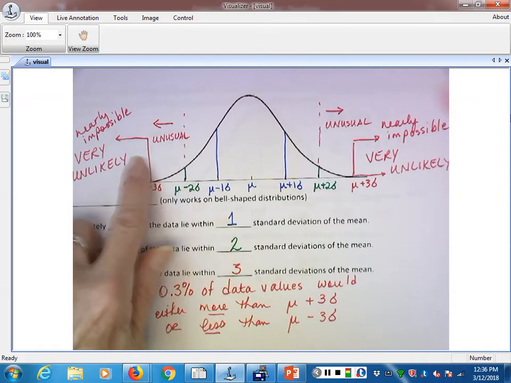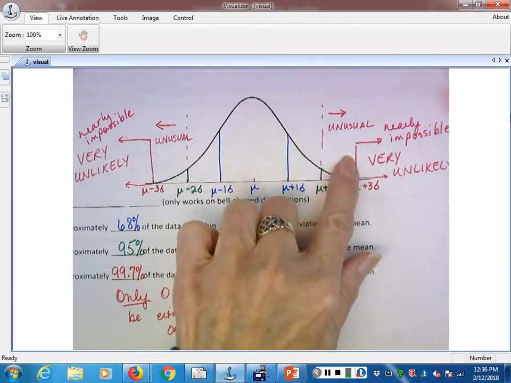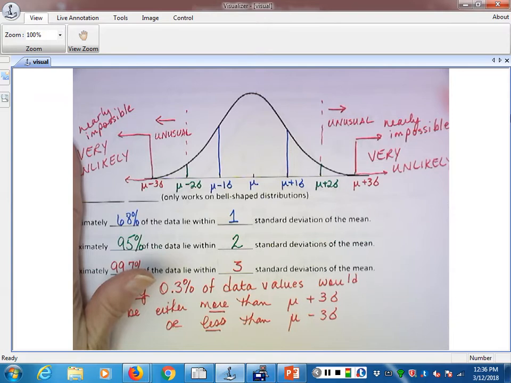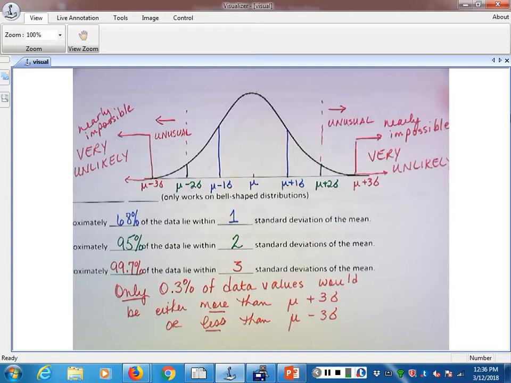So these would be unusual. But these would be way more than just unusual. They would be virtually impossible. Okay? So now we're getting into degrees of unusual.